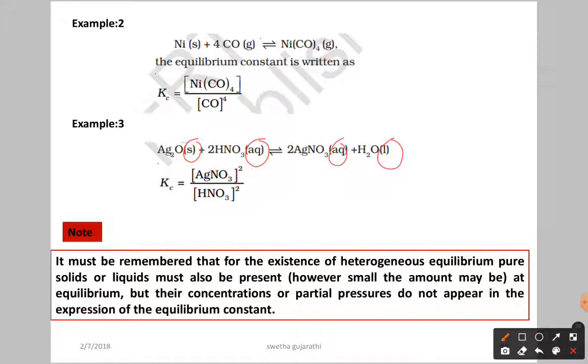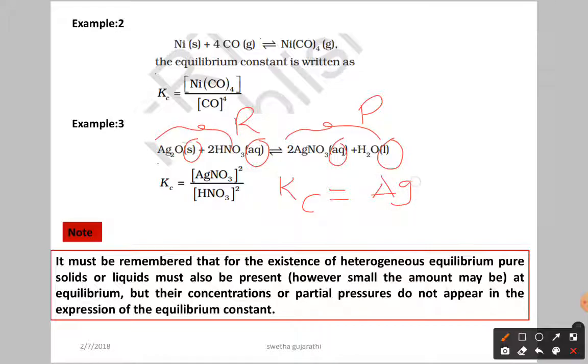So, an example for the heterogeneous equilibrium. Again, if you write the equilibrium expression for this one, here Kc equals, how are you going to write it? These are my products, these are my reactants. Okay, again, if you write the equilibrium expression for this, how are you going to write it?